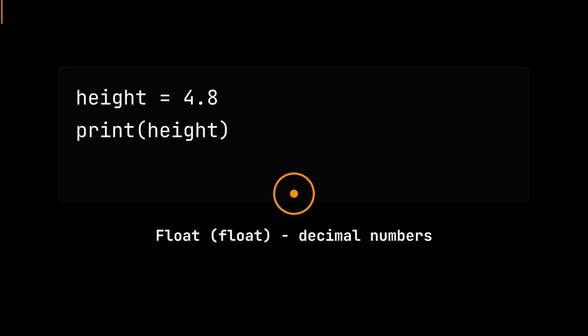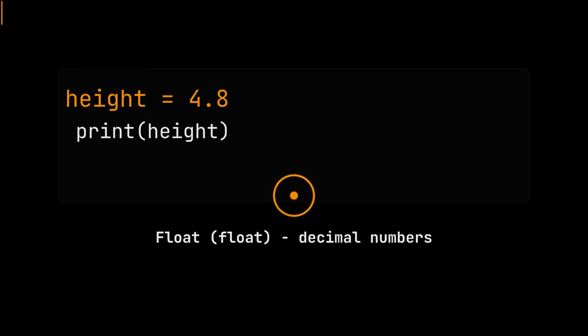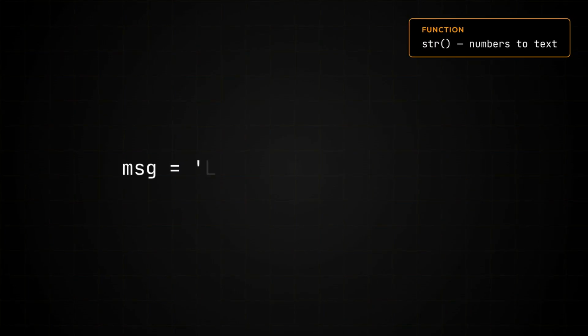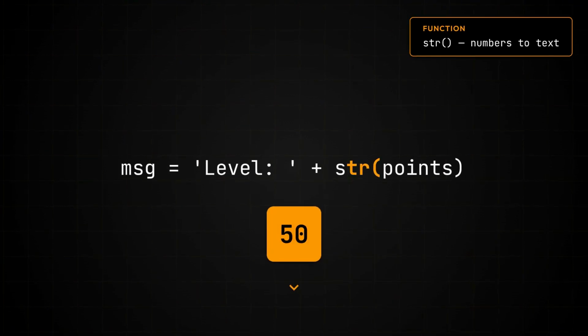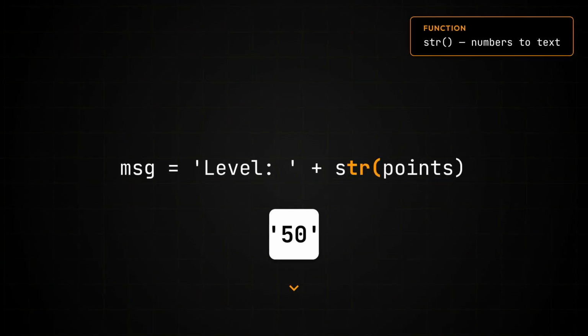For precision, like prices or ratings, we use the float function. This converts text into a decimal number, ensuring your calculations stay accurate. We can also cast the other way. Using the str function converts a number back into text. This is essential when you want to build sentences with your data.